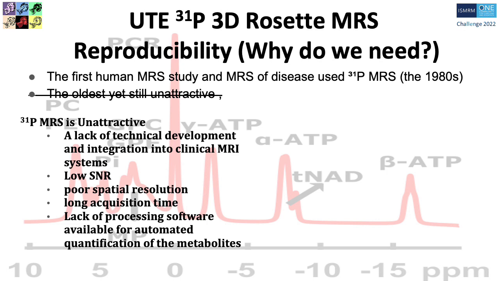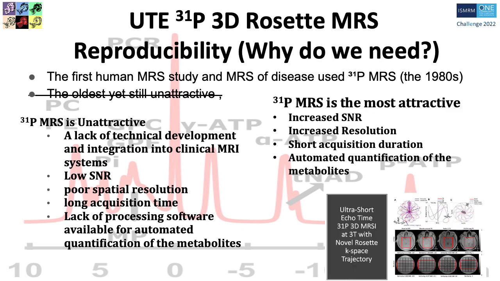So why is phosphorus spectroscopy still unattractive? There are multiple reasons for that. First of all, lack of technical development and integration into clinical MRI systems. Also, phosphorus spectroscopy suffers from low signal-to-noise ratio. This has the consequence of poor spatial resolution and long acquisition durations. On the other hand, we also lack processing software available for automated quantification of metabolites.